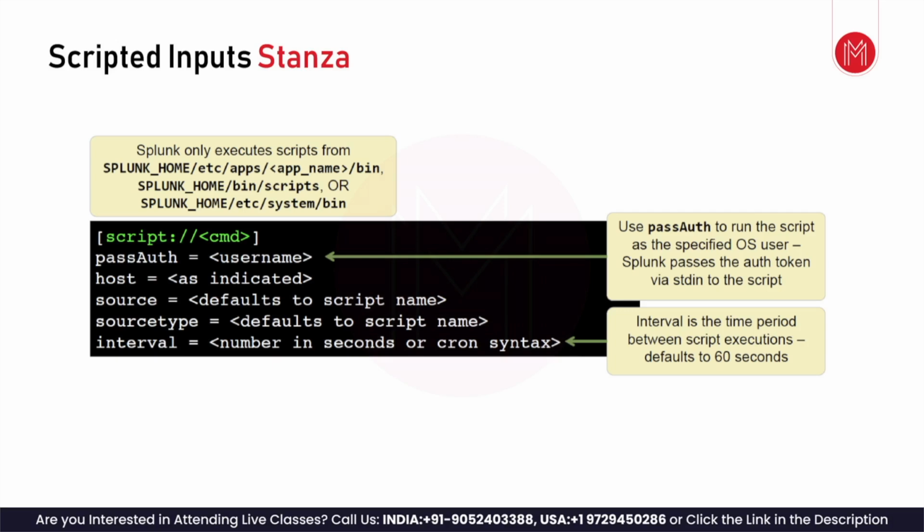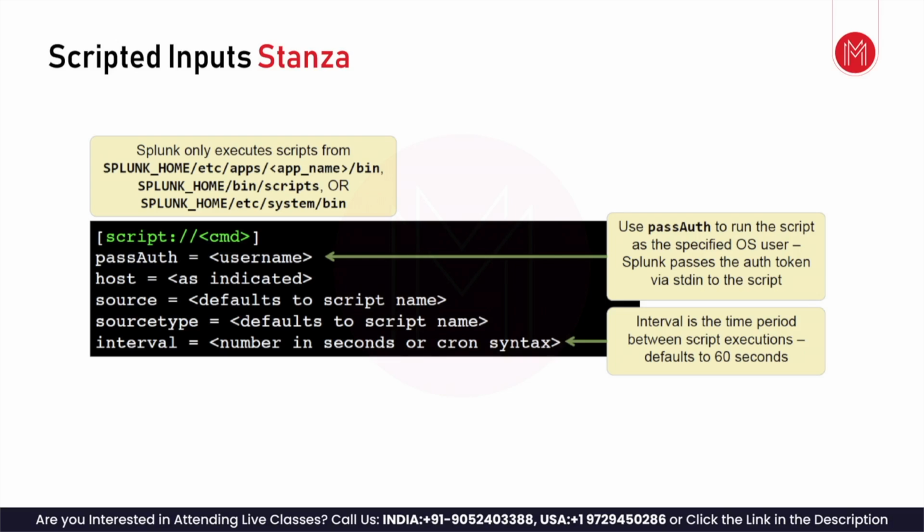Interval is nothing but at what time you want to run the script. Is it every 60 minutes, 5 minutes or 10 minutes? Whatever the time you want to run the script, you can set it. But whatever interval you write, make sure you write it in cron schedule. And passAuth. What is this passAuth? passAuth runs the script as a specified OS user, and Splunk passes the auth token via stdin to the script. Even if you don't write passAuth, that is not an issue. You can get the results.